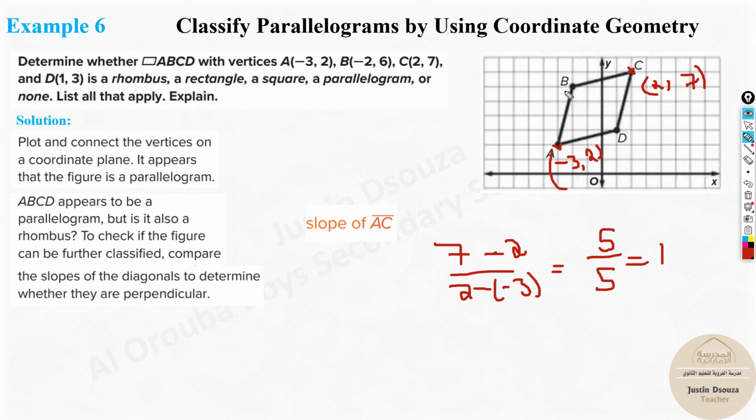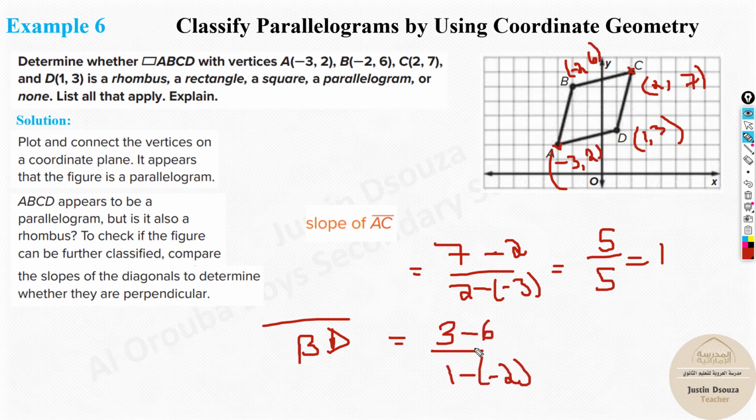Now you should find this. B and D, so it's minus 2, and what is the y value? 1, 2, 3, 4, 5, 6. Minus 2 and 6. Here it is 1 and 3. So these are the coordinates. Now we will find the slope of BD, diagonal BD. So that would be y2 minus y1. You can take any of it. It'll be the same answer. I'll just take this: 3 minus 6 divided by 1 minus of minus 2.